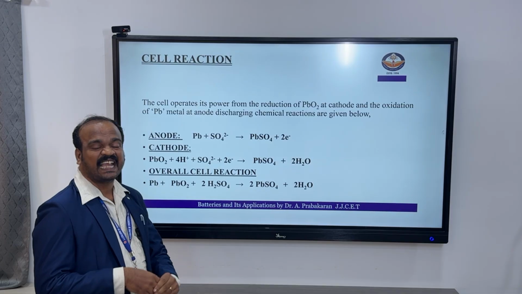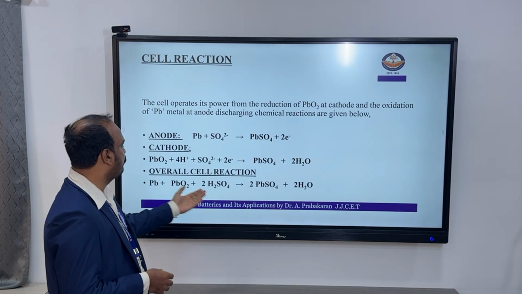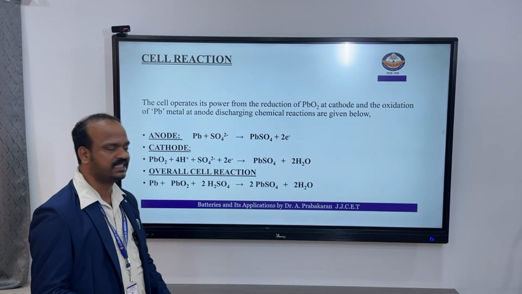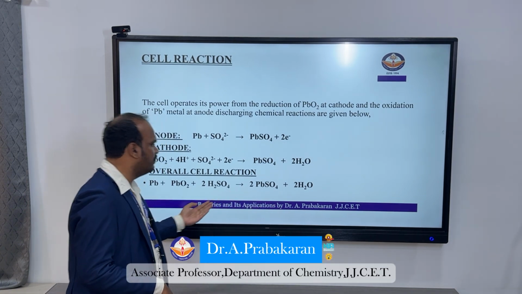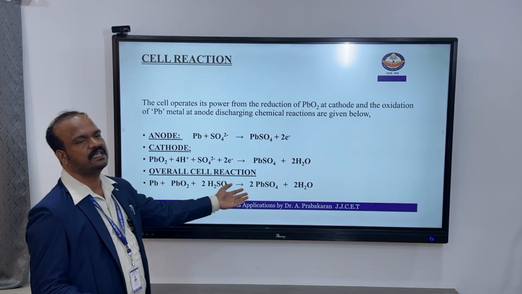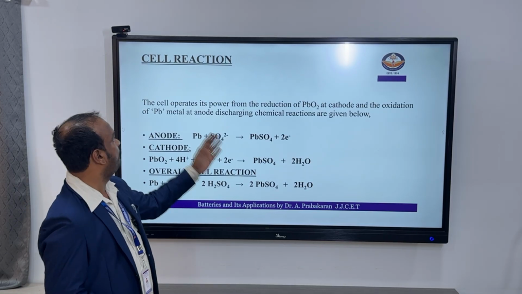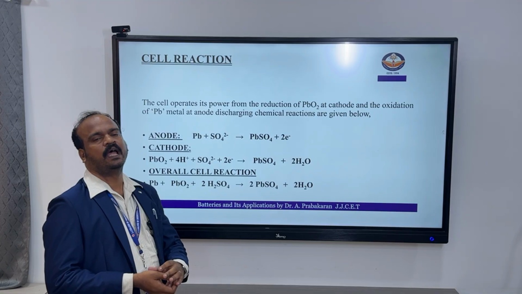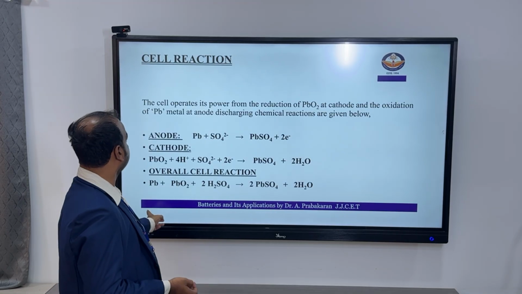Already we have discussed that the secondary battery is rechargeable. Therefore, when it is recharged, the cell reaction is reversed. The lead sulfate is converted back into lead. That is the best example for the cell reaction of the lead acid battery.